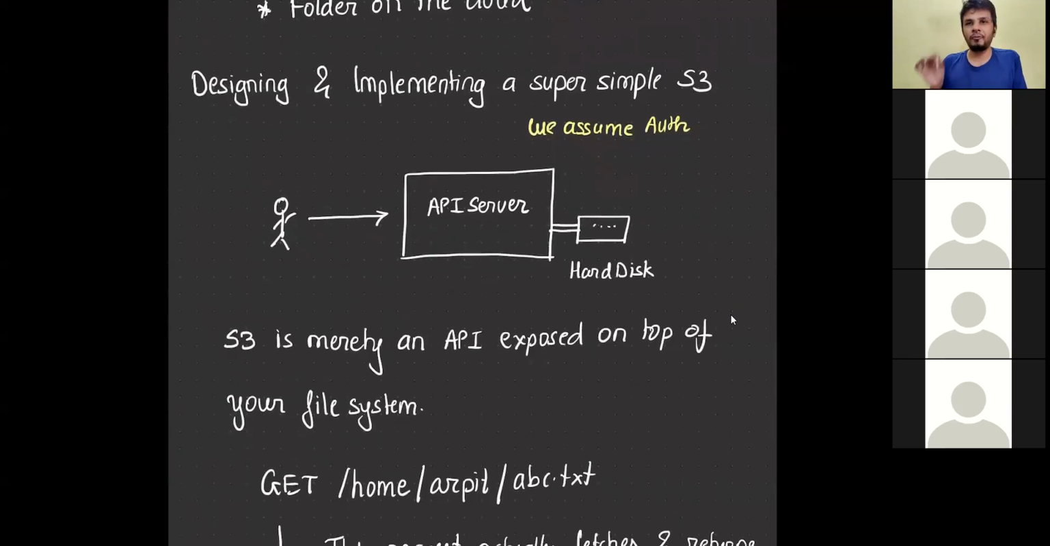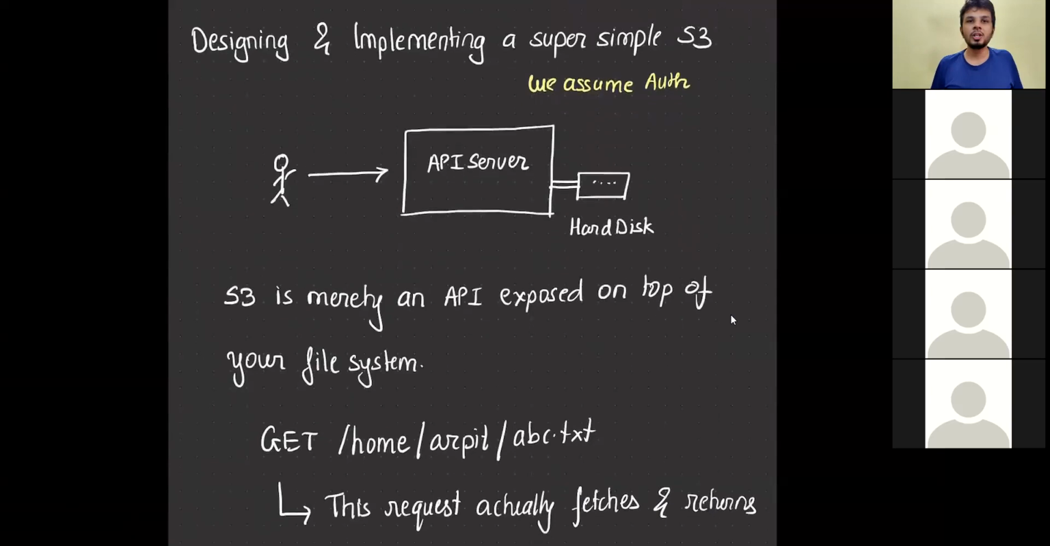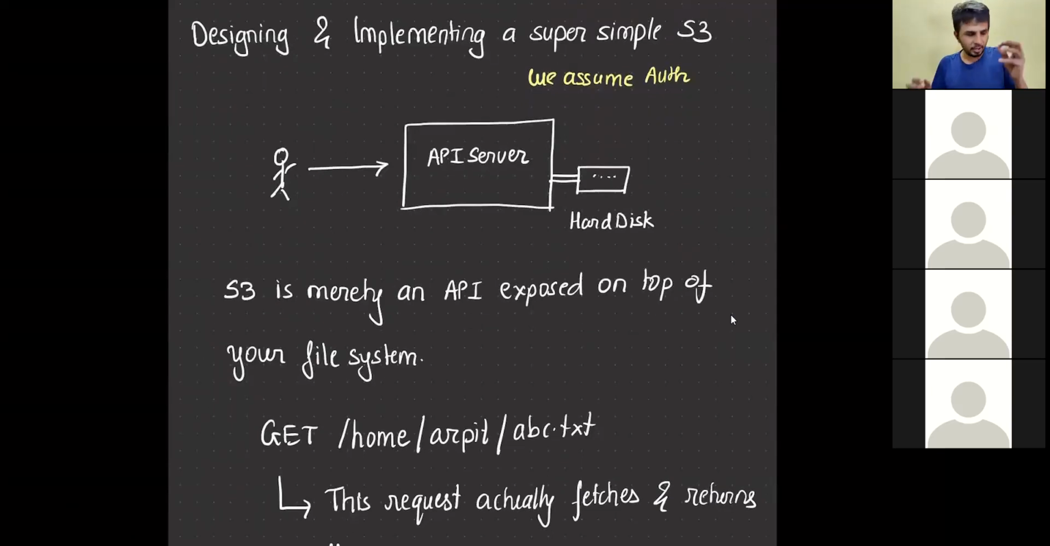Okay. A very simple S3 server that you can build on day one is something like what we did with the distributed cache. User, API server, use the memory of the API server, in this case the hard disk of the API server, to store the data. So S3 is nothing but just one API exposed on top of your file system.